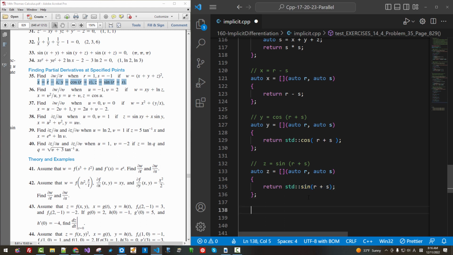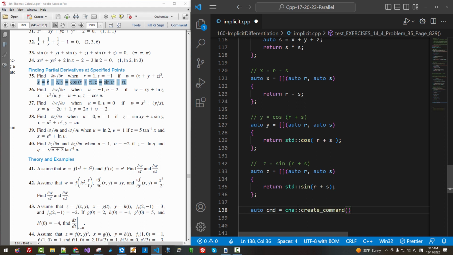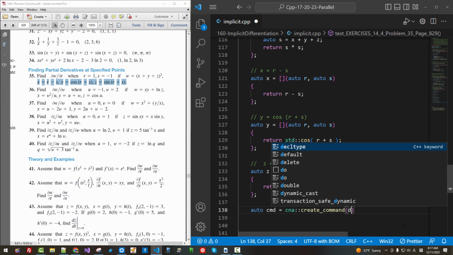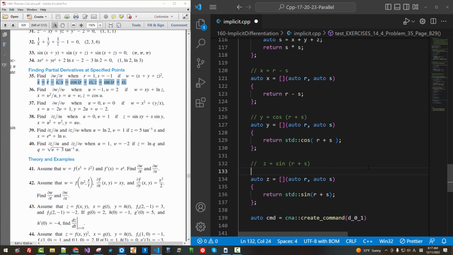Now we need to create command CNA. Create command. We want to differentiate with respect to R. Then we can say D 0, 1. 1 means differentiate once with respect to R or 0. In this case, the position of R is 0. The position of S is 1. Okay?